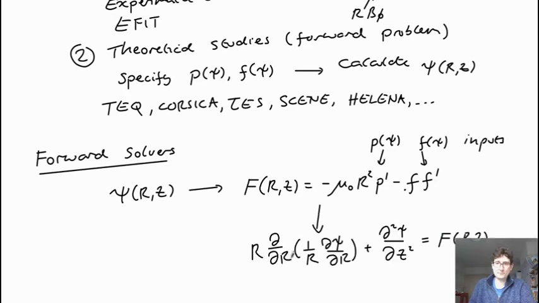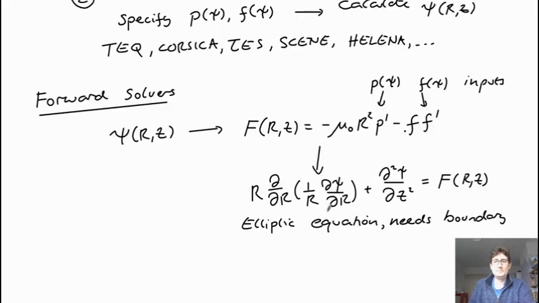And this is an elliptic equation for psi. So psi is a function of r and z, and this is an elliptic equation, kind of like a Laplacian. And so we can invert this using fairly standard techniques, but it requires a boundary condition. So we have a two-dimensional elliptic problem to solve, in R and in Z. So that typically means we need boundaries on both radial boundaries in R and Z boundaries at the ends.